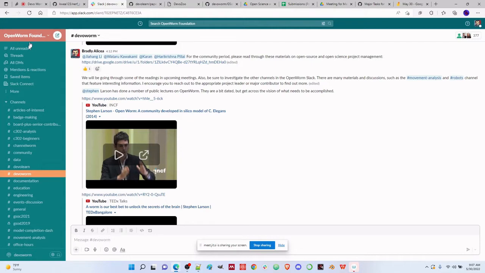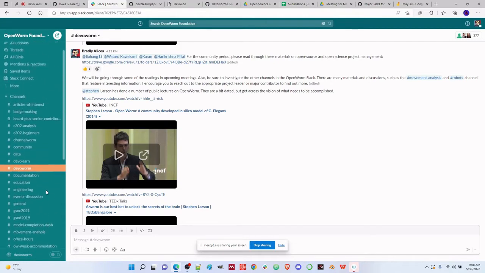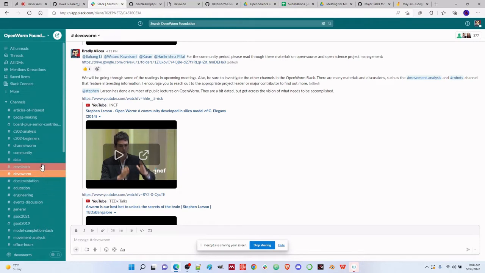Like I said last week, the community period is about looking through the OpenWorm Foundation more generally and seeing what's there. If you look through the Slack, you'll see that there are a lot of different channels here, and that just corresponds to all the different things that have been going on in OpenWorm. There's a lot of stuff going on in OpenWorm besides us.